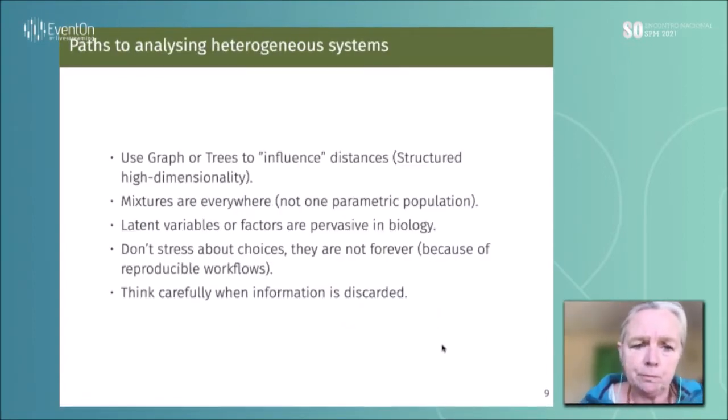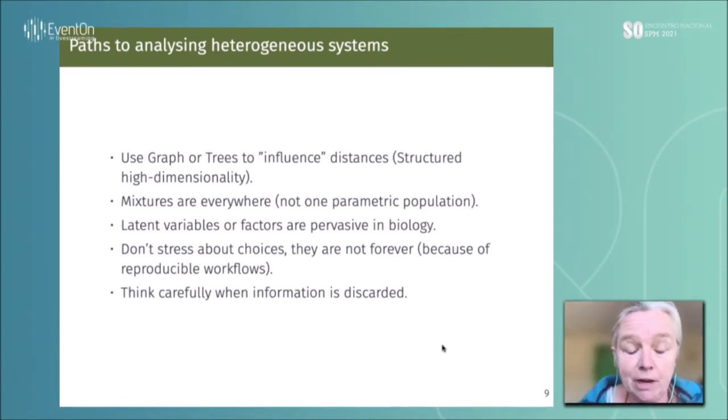So how can we involve all the prior data in the analysis of the counts, the reads? So we use graphs or trees to influence distances that we use for our low dimensional representation. I would say in some sense that we have structured high dimensionality. We have to take into account this difference across the manifold of the distributions, and we do that using mixtures. So we have mixtures of distributions. We don't just have a normal distribution. We have many, many distributions which are all mixed together.